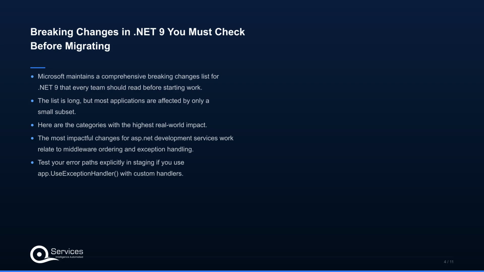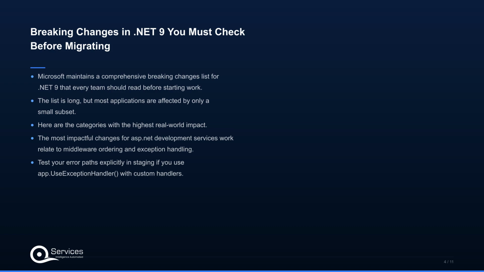Microsoft maintains a comprehensive breaking changes list for .NET 9 that every team should read before starting work. The list is long, but most applications are affected by only a small subset. Here are the categories with the highest real-world impact. The most impactful changes for ASP.NET development services work relate to middleware ordering and exception handling.